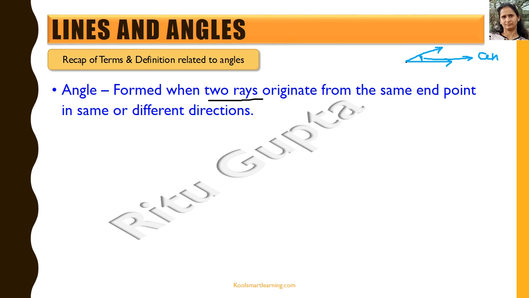So an angle is formed when two rays originate from the same endpoint. So this is the common endpoint. Let's name it A, and they move in either the same or different direction. If they move in the same direction, then one ray overlaps the other ray, and the angle would be 0 degree. So there is still an angle formed between them, but it will be 0 degree if we have the rays in the same direction.